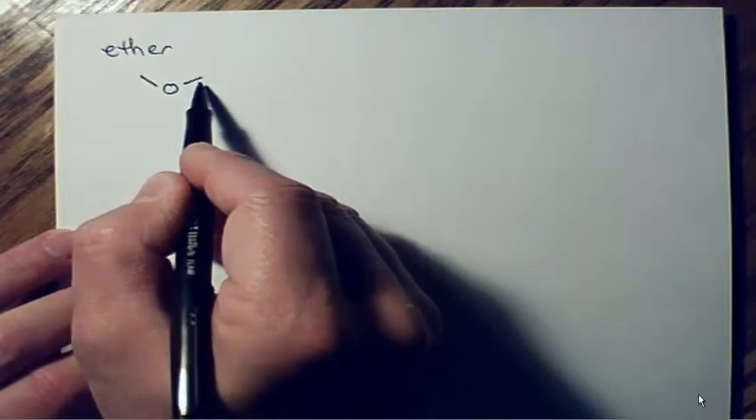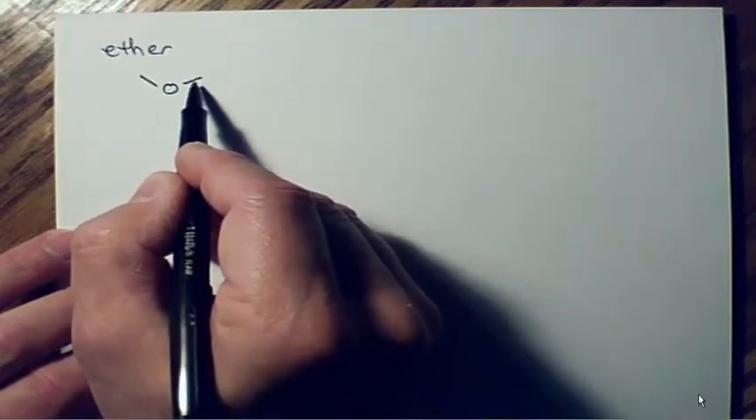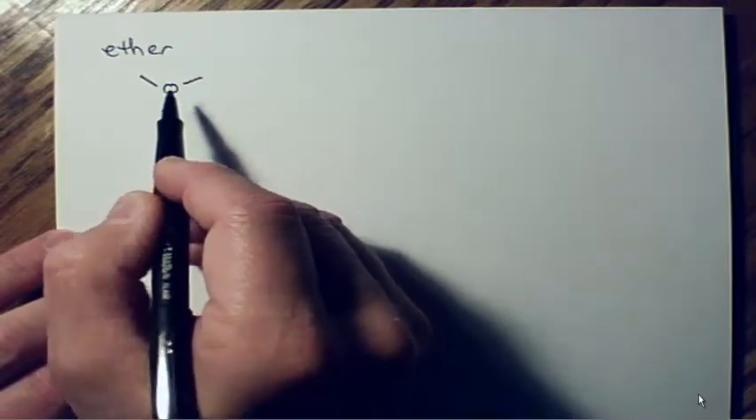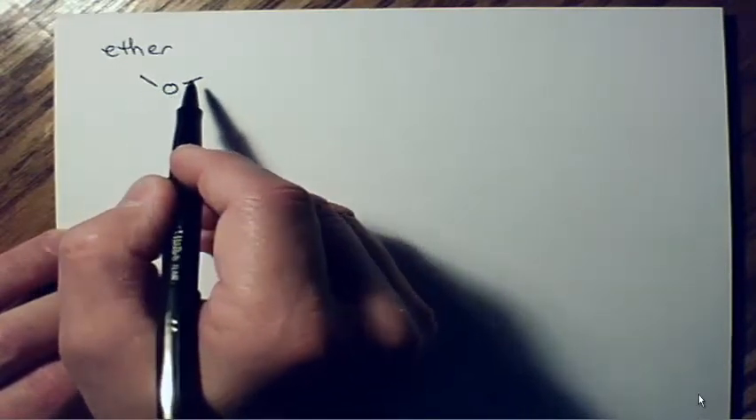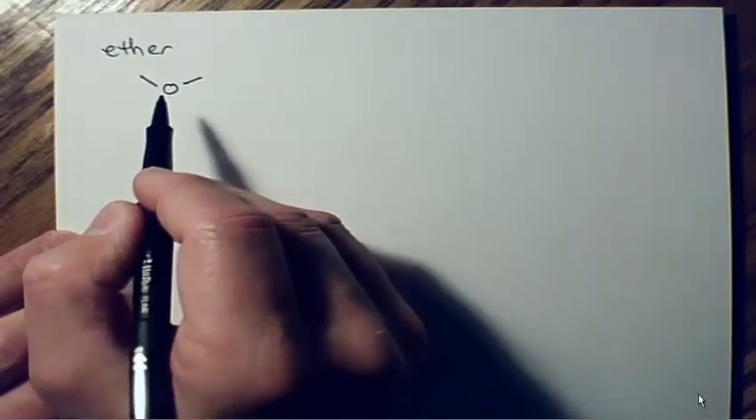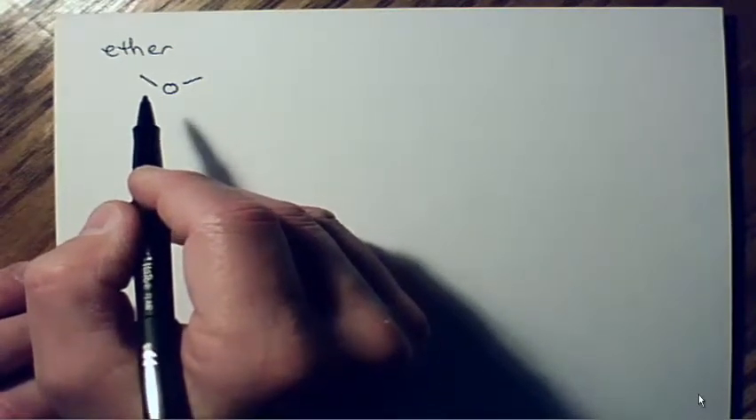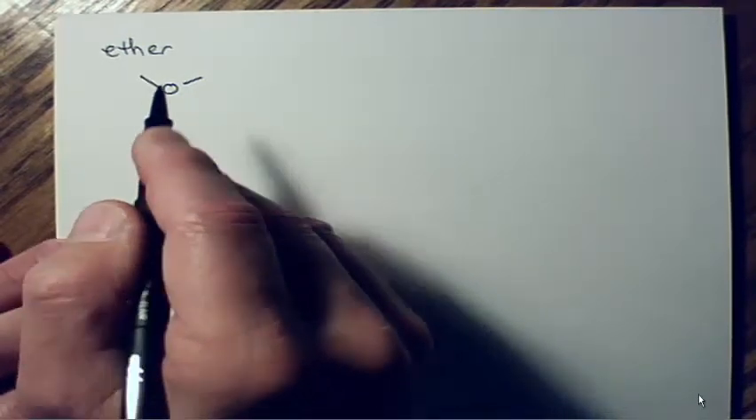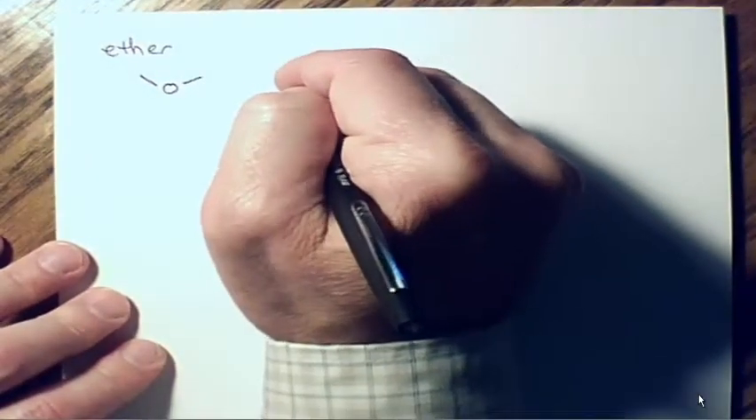And what do you call that? What's the root name when you have 1 carbon here? Meth. So there's 2 methyl groups on this ether. That's the way we're going to name the ethers in here. Okay, and if it were this kind of ether, this would be methyl ether, or dimethyl ether.